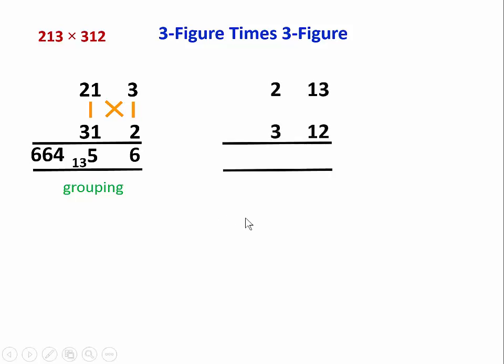Let's look at another way. Suppose we group like this instead, with the 13 grouped together and the 12 grouped together like that. As I mentioned before, because we've got a pair of figures on the right, we work in 2 figures at a time. So when we begin with a vertical here, and we say 13 times 12 is 156, we can put down 56 and carry 1.